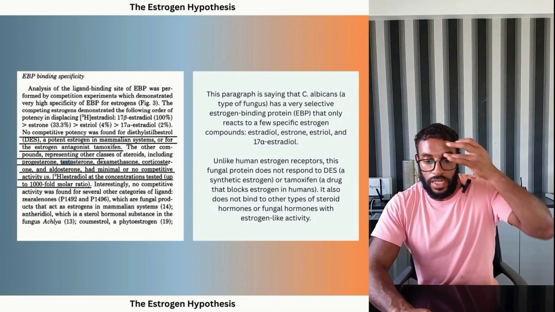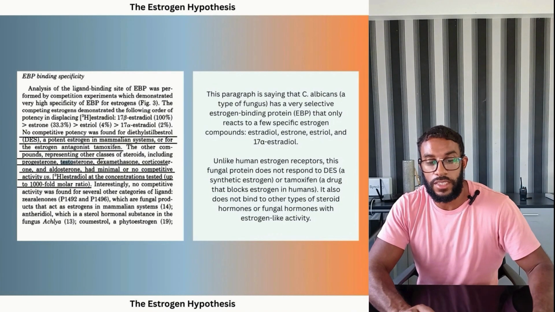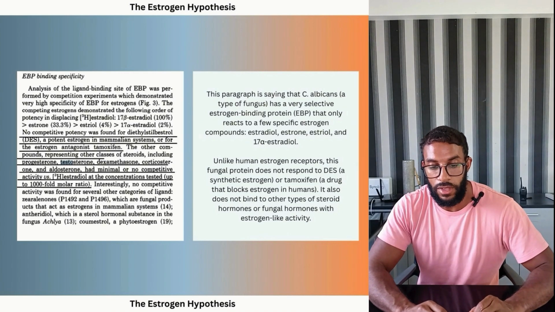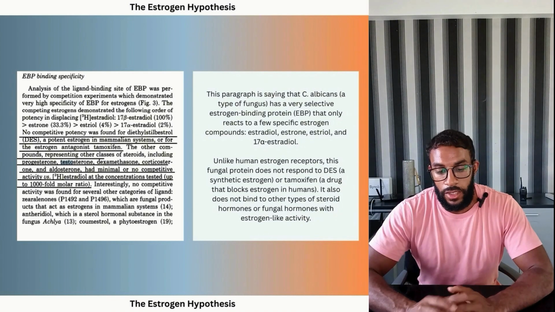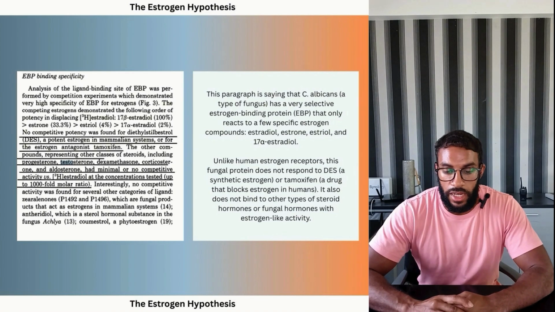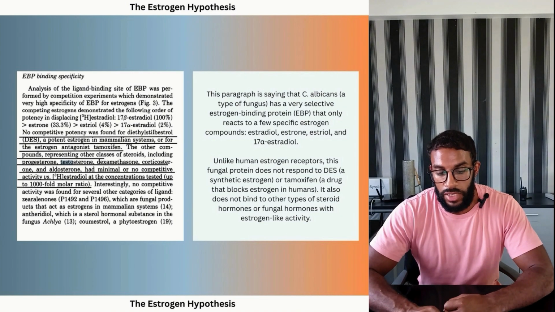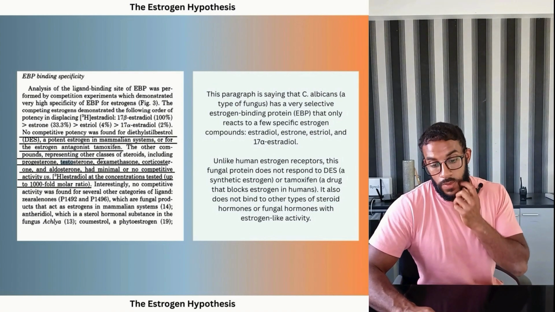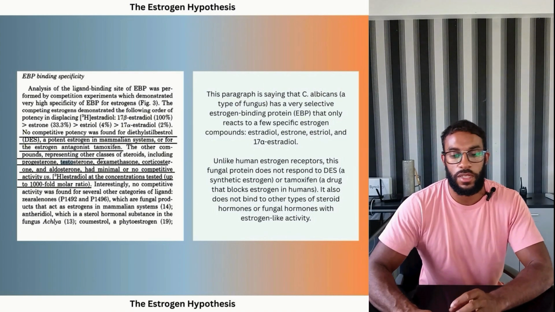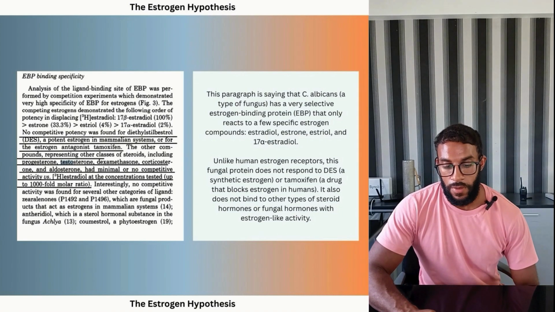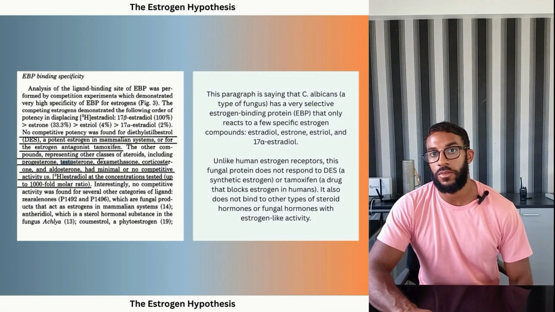So this paragraph is saying that Candida albicans has a very selective estrogen binding protein that only reacts to specific estrogen compounds: estradiol, estrone, estriol, and 17-alpha estradiol. Unlike human estrogen receptors, this fungal protein does not respond to DES, a synthetic estrogen, or tamoxifen, a drug that blocks estrogen in humans. It also does not bind to other types of steroid hormones or other fungal hormones with estrogen-like activity. So they're saying this is a very exclusive phenomenon that's taking place, and it's taking place only with the natural estrogens that are made by the body.